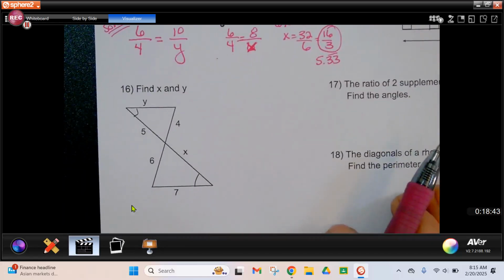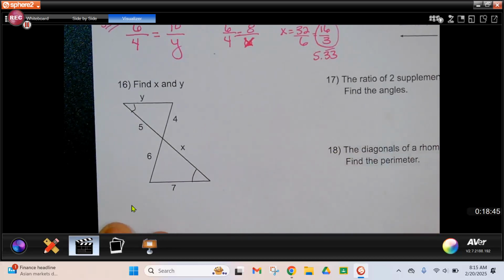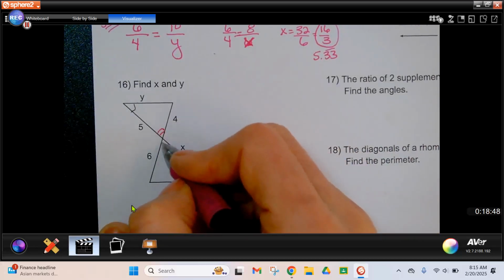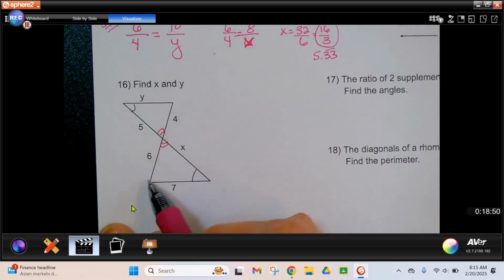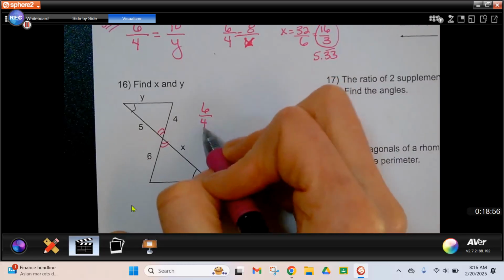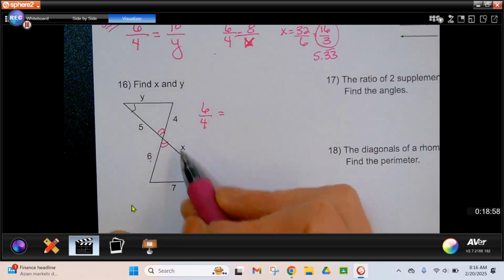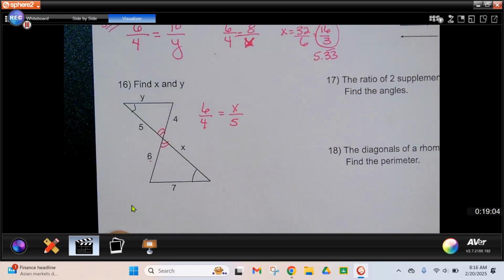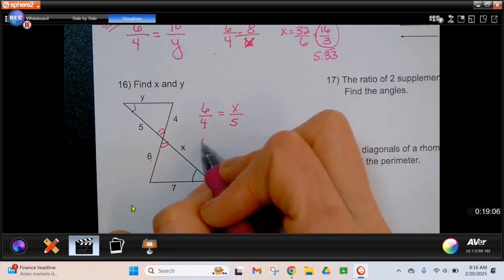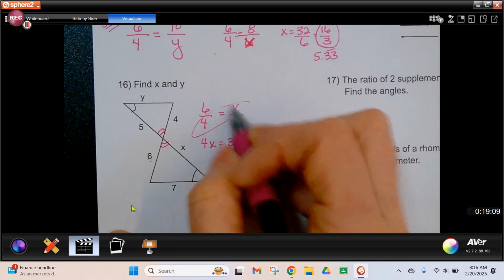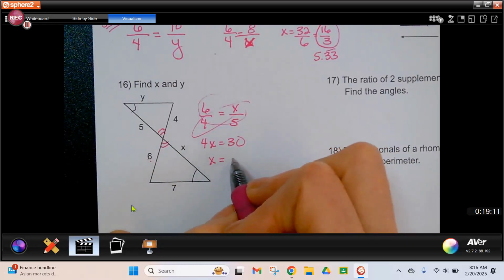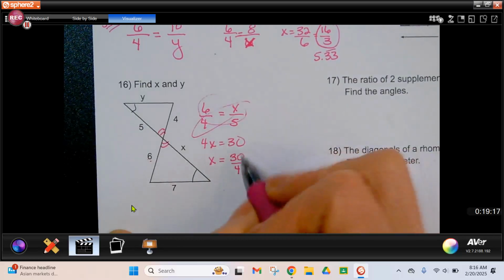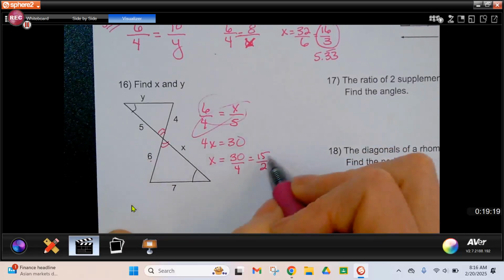Okay, 16. Find x and y. Again, we're setting a proportion. These angles are congruent. Remember, they're vertical. So my proportion is going to be 6 goes to 4 as, now I started with this triangle, so I'll start with this triangle, as x goes to 5. Okay, we cross multiply to solve, and we get 4x equals 30. And then we divide by 4, and we get x equals 30 over 4. And we can simplify that to 15 over 2.